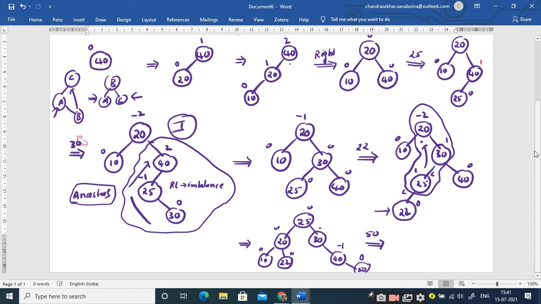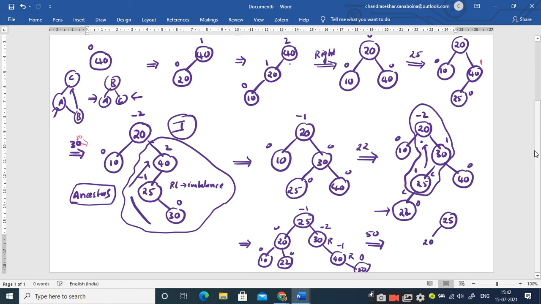What happens to the balance factor of 30? Minus 2, sir. It is minus 2. What happens to the balance factor of 25? Minus 1, sir. Super. So here also I have an imbalance at 30. So I should apply a solution to this imbalance. What is this imbalance that has happened here? It is R imbalance. So what is the solution I should give? Left rotation.